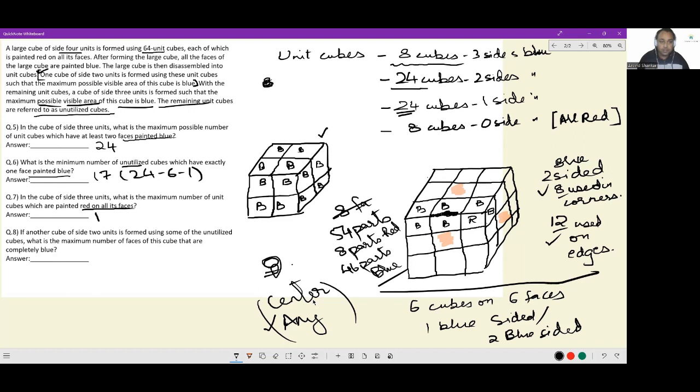Now, the last question. If another cube of side 2 units is formed using some of the unutilized cubes, what is the maximum number of faces of this cube that are completely blue? Okay. Now, if I want maximum number of faces of this cube that are completely blue, I am now creating a third cube of side 2 units. First, my attempt would be to keep the cubes, smaller cubes.